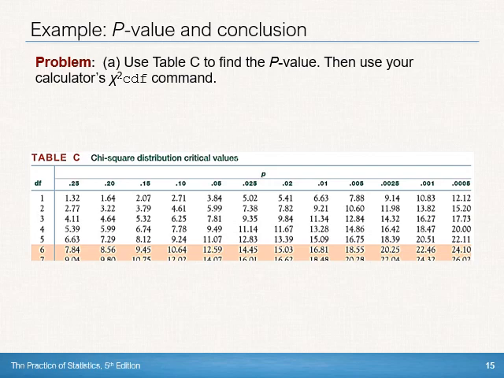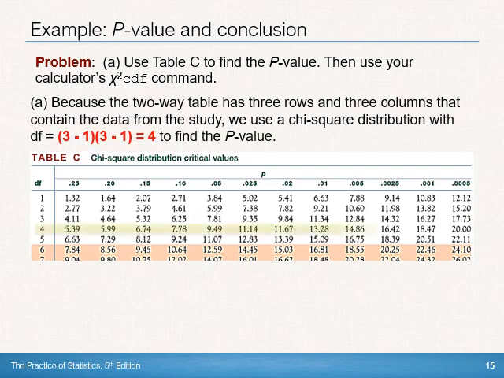Or we can also, well, first let me show you how to do it on the table. So we want to calculate our degrees of freedom, and here our degrees of freedom are the number of columns minus 1 times the number of rows minus 1. And so we have a 3 by 3 table, so our degrees of freedom will be 2 times 2, or 4. So now we go to the chi-squared distribution, and we look at row number 4.